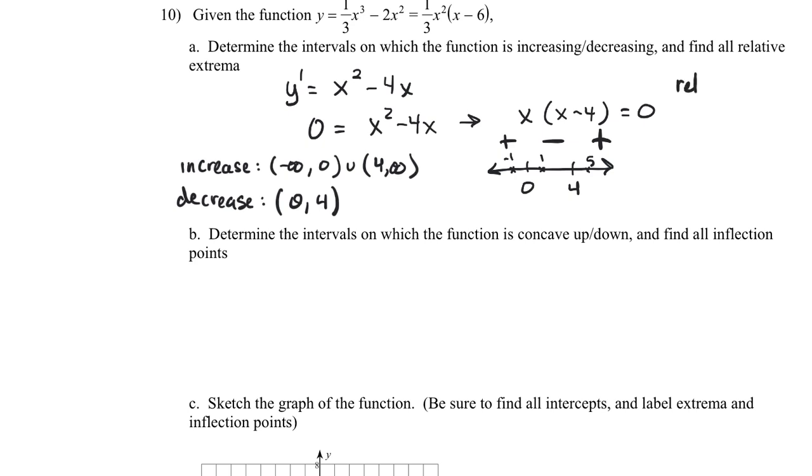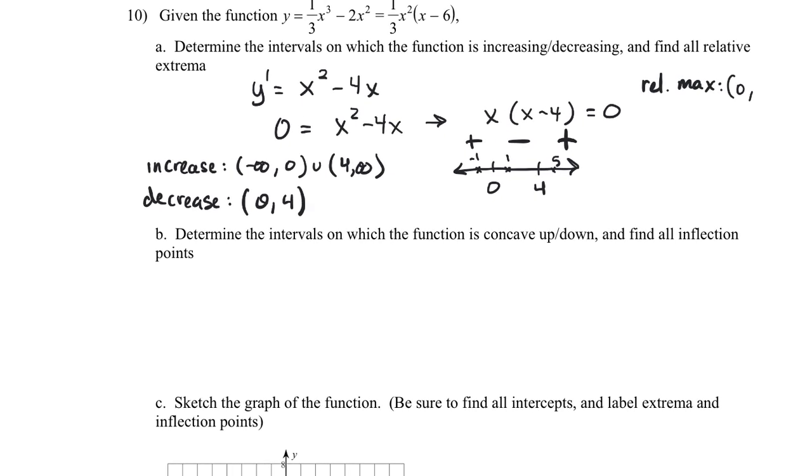equals 0. So there's a relative max at the point where x equals 0, and then to figure out the y value, remember we plug in 0 into the original function, and we get 0 minus 0, which is 0. Now here we have a decreasing to increasing, which means at x equals 4, there's a relative min at the point 4, and then we can plug 4 in for x.